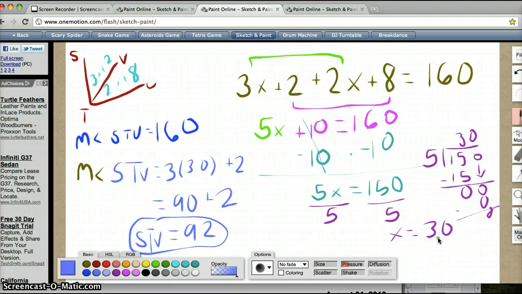Now, if you look, it asks us to find the measure of angle STV. So we found x, and now we need to plug it back into angle STV. So STV is 3x plus 2. So we're going to plug in that 30 for x. So 3 times 30 plus 2. 3 times 30 is 90, plus 2 is 92. So the measure of angle STV is 92 degrees.